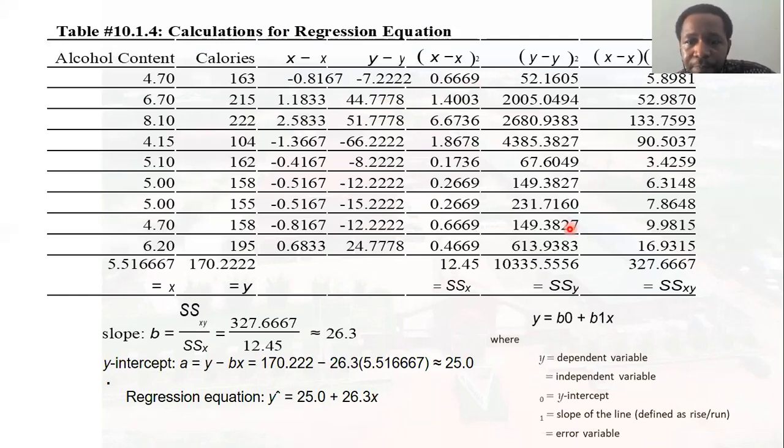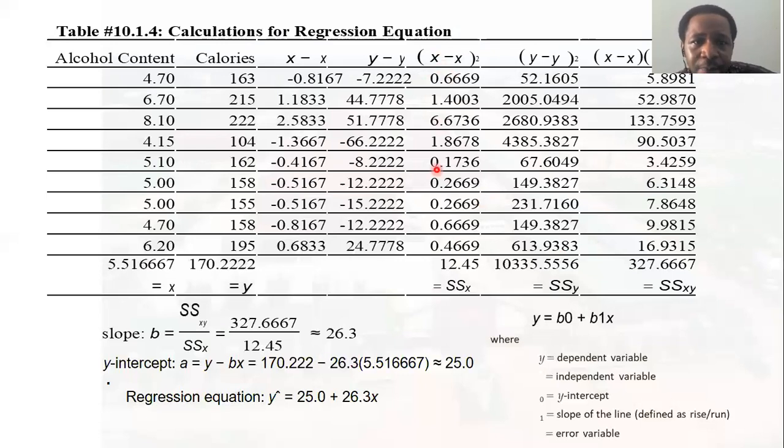And then when you add all this together for x, it gives you 12.45. When you add all this together for y, it gives you 10,335.556.